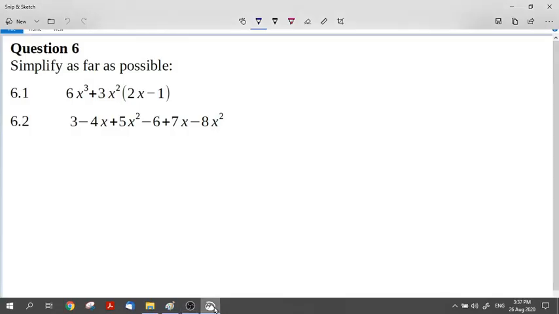Okay, hello. Let's look at question 6 from your 2020 question paper, this one that we did at the end of August. It says question 6, simplify as far as possible. So if we look at 6.1 and 6.2, as you can see, there's no equal sign anywhere. So if there's no equal sign, it's an expression.